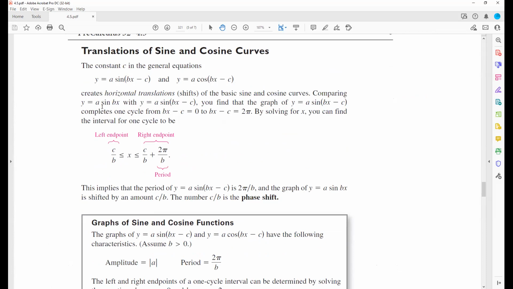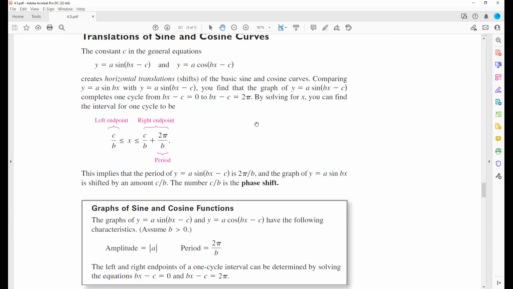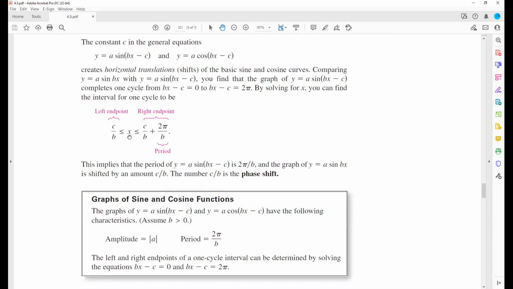Comparing y equals a sine of bx with y equals a sine of bx minus c, you find that the graph of y equals a times sine of bx minus c completes one cycle from bx minus c equal to 0 to bx minus c equals 2 pi. So by solving for x, we can find the endpoints for our horizontal change. So we set x equal to c divided by b.